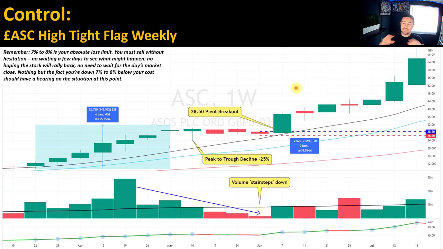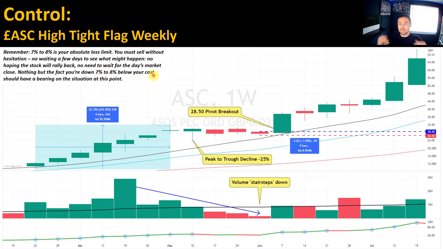Let's do another one. This is the same chart, but instead of looking at it on the daily, we're now looking at it on the weekly chart. Remember, 7 to 8% is your absolute loss limit. You must sell without hesitation, no waiting a few days to see what might happen, no hoping the stock will rally back, no need to wait for the day's market close. Nothing but the fact you're down 7 to 8% below your cost should have a bearing on the situation at this point.